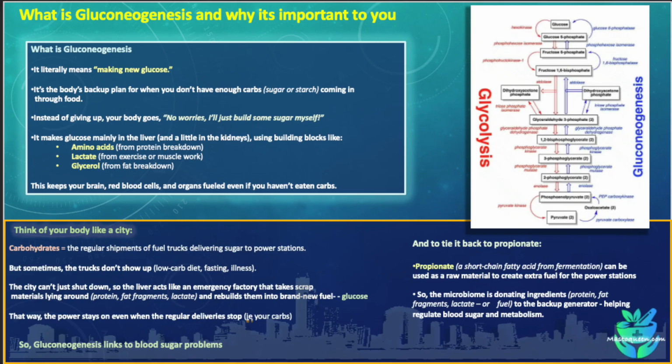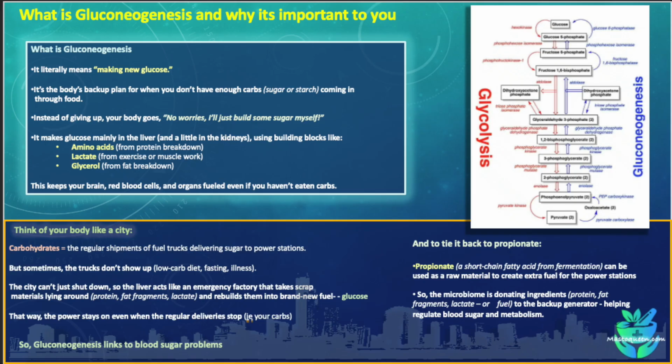This process happens mainly in the liver and to a smaller degree in the kidneys. It uses building blocks like the amino acids from protein breakdown, lactate from exercise or muscle activity, and glycerol from fat being broken down by your microbiome. By doing this, gluconeogenesis keeps your brain, your red blood cells, and vital organs fueled, even if you haven't eaten enough carbs. And the reason I'm mentioning this here is because if you have a very damaged gut, you're not going to be able to break down the food particles because of a weakened microbiome. And if your gut is really damaged, then what's going to wind up happening is the food is leaking out into your bloodstream, which is kicking you up into chronic inflammation and immune activation, which burns a lot of calories. And then this can cause issues with your blood sugars and with your weight.